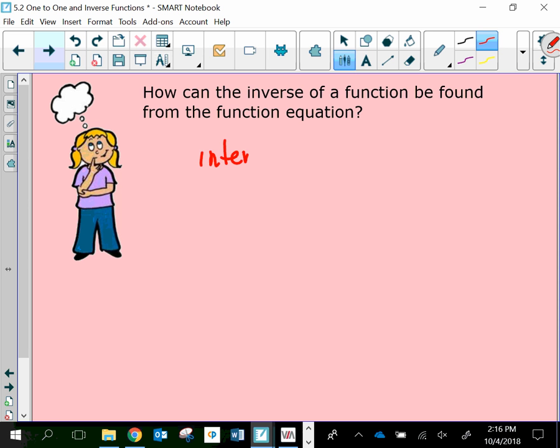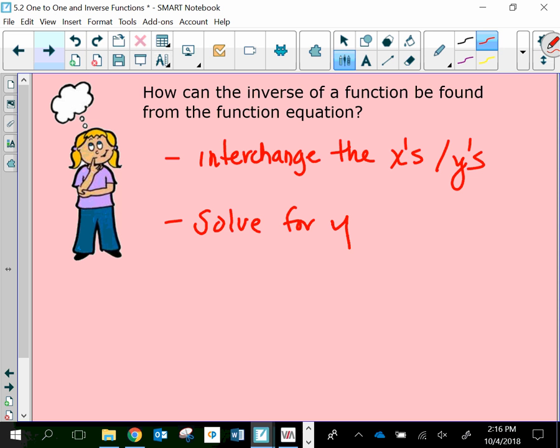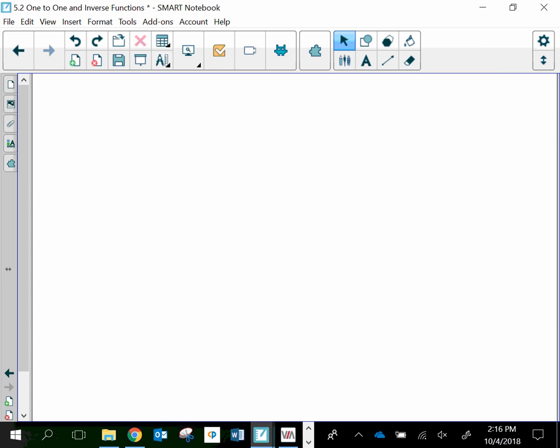So let's write it down for sure. Interchange the x's and the y's. And what was the last step? Solve for y. You've got to do whatever you've got to do to solve for y. Sometimes it's squaring the equation, sometimes it's cubing, sometimes it's cube rooting, whatever you've got to do. But that's basically two things. All right, let's try one.